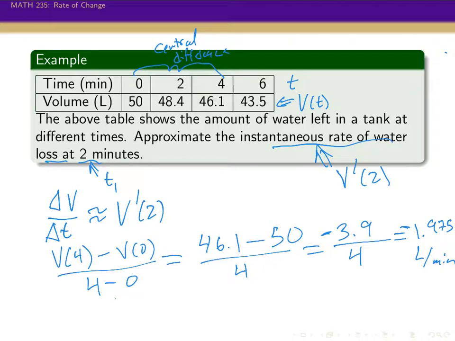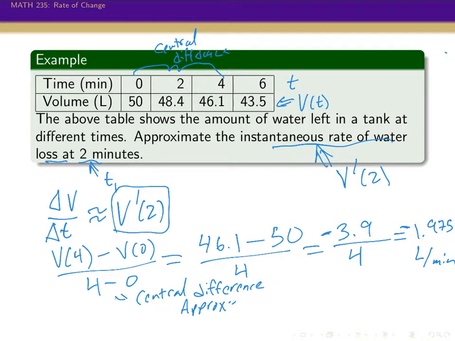And so what's interesting about this one, so again, this is called the central difference approximation, is that we're approximating the value of the derivative at 2, but we're not actually using the value at 2 at all. We're using values on either side of it. We're using values that put 2 in the center. And that's where the name central difference comes from.